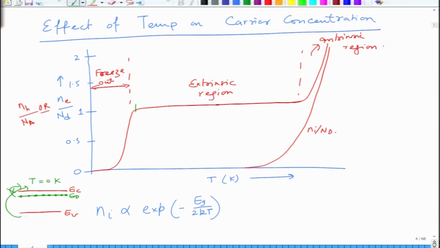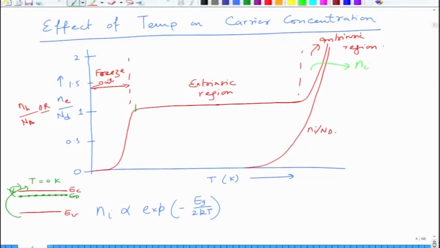so that you are able to excite the electrons from the valence to the conduction band in significant numbers. When that starts happening, your intrinsic carrier concentration takes over the extrinsic carrier concentration. So in this region Ni outweighs Nd, in this region Ne is equal to Nd, larger than Ni. In this region your Nd is larger than Ne because you are not able to ionize Nd.